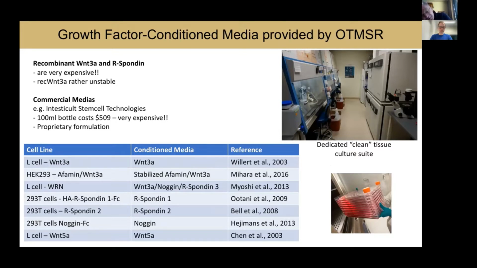So 100 mils cost you $500. And these are proprietary formulations. So it's very difficult to use these because we can't find out what's actually in those medias. So by generating our own conditioned media, we can actually manipulate the culture conditions and have it defined.